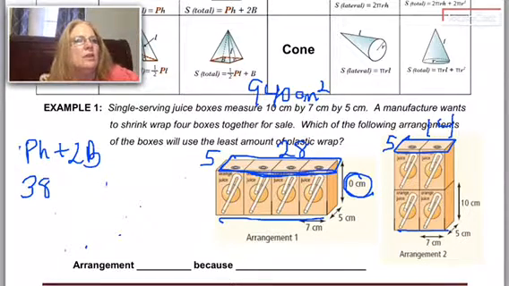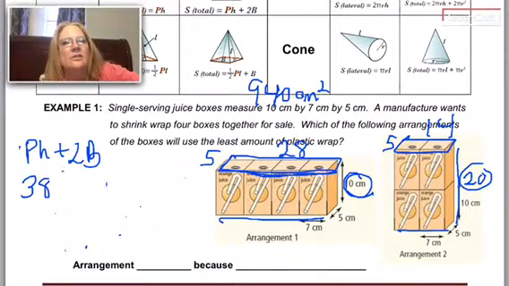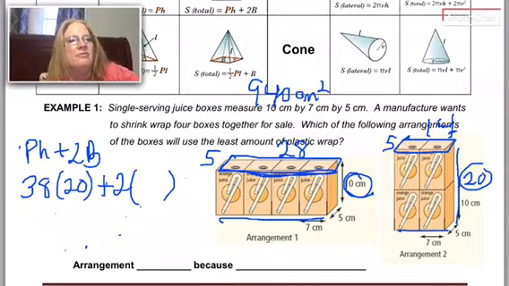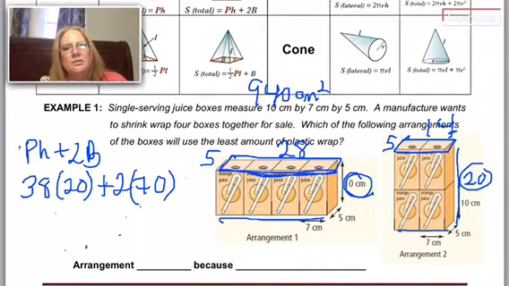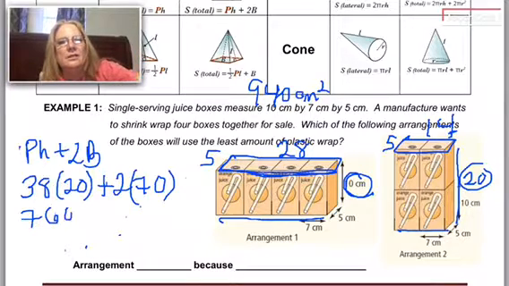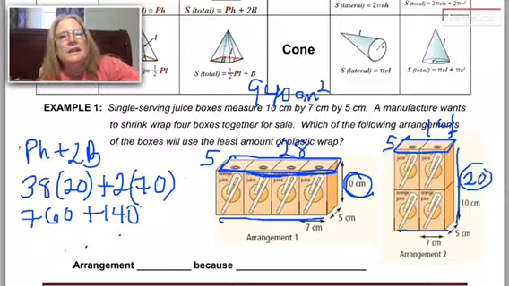Now what is the height? Well, it shows 1 is 10, but it's stacked too high, so it would be 20. So this is going to be 38 times 20. And then to that, we're going to add 2 times the area of the base, 5 times 14, which is 70. So 38 times 20 is 760 plus 140, and if we add that, we get 900 centimeters squared.